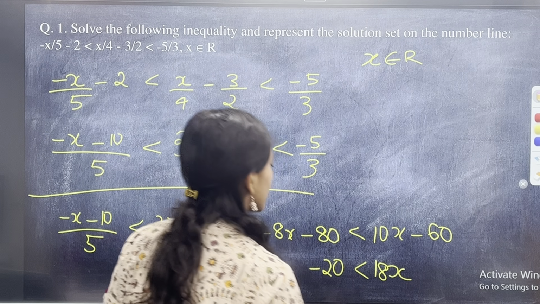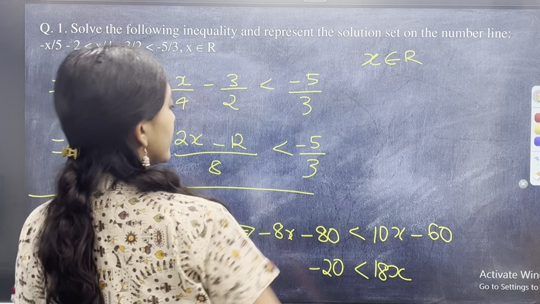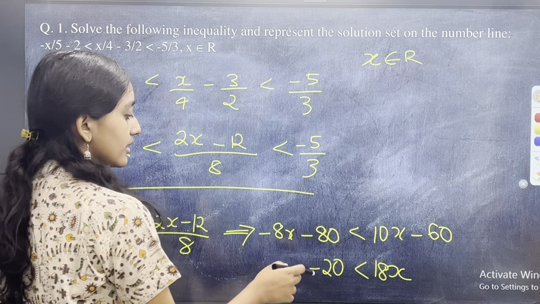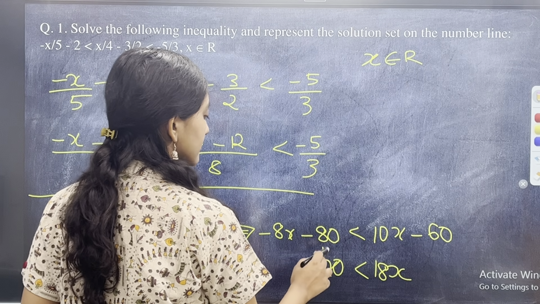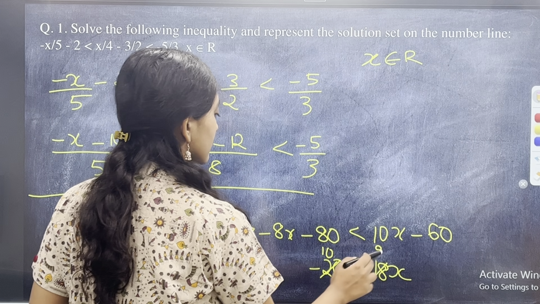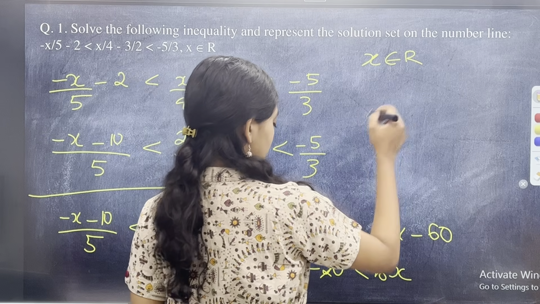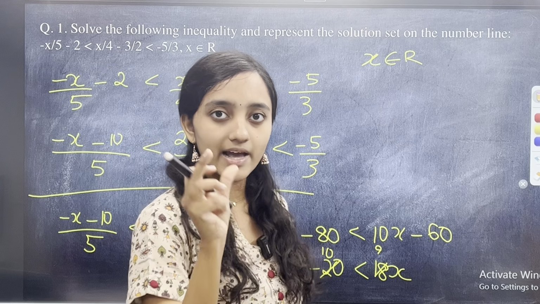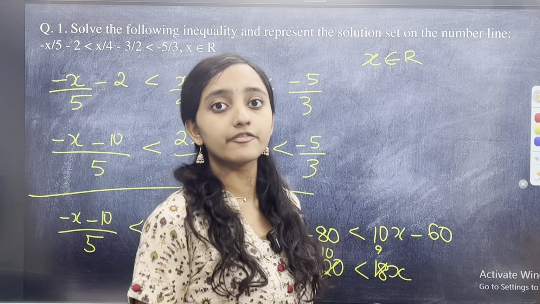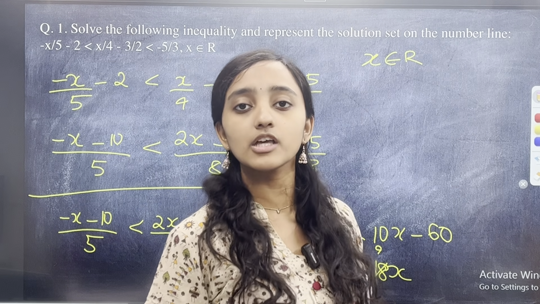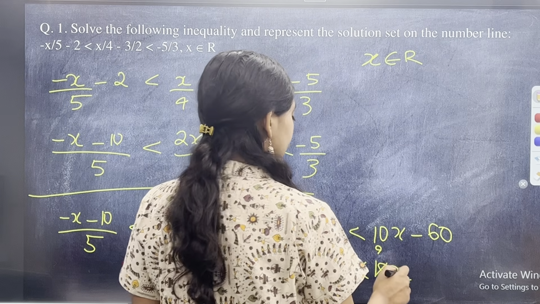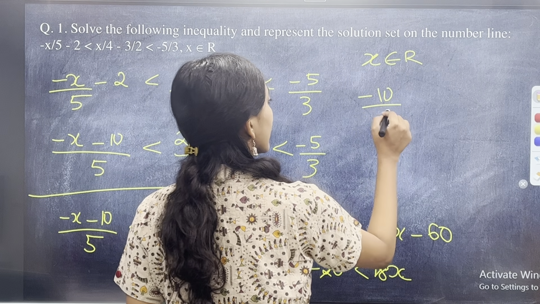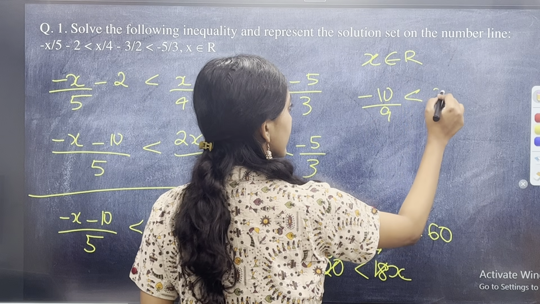Minus 20. Let me just continue it here. So you have minus 20 here. You can see very clearly that this is 2 tens are, this is 2 nines are. So then we take this below. Because finally we have to separate x, because we are trying to basically find the range of x. That is what a linear inequation does. So we keep x here and bring this down. So it is minus 10 by 9 is less than x.